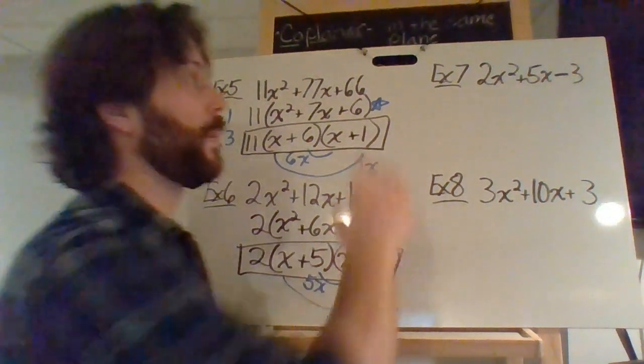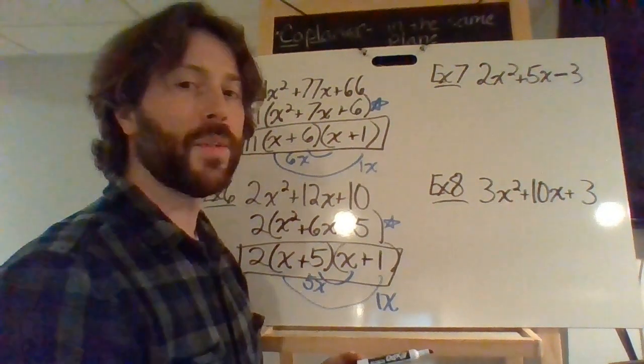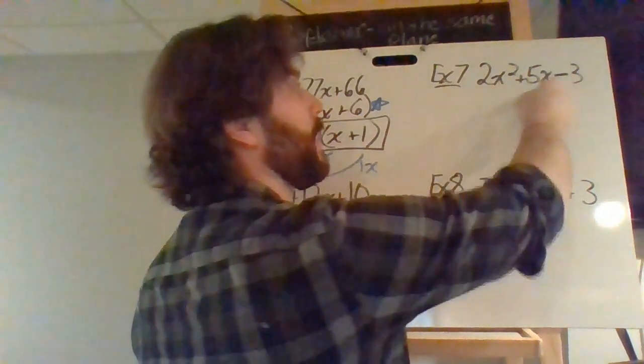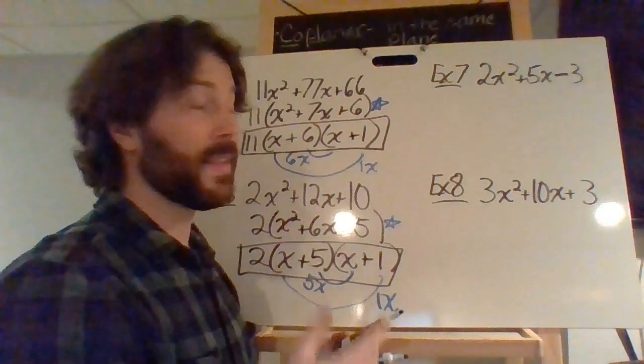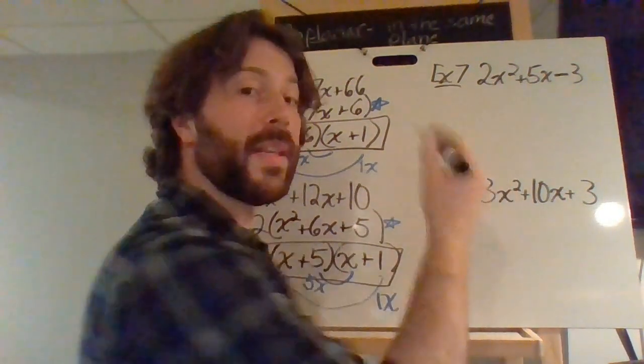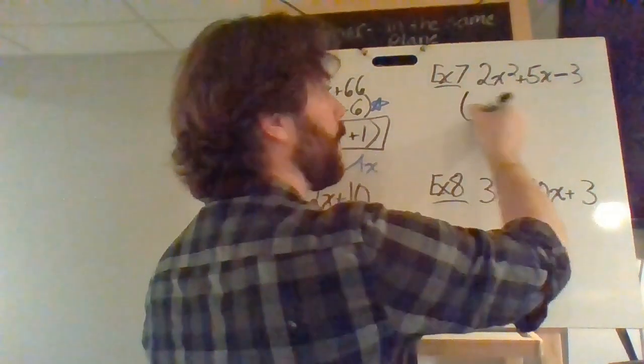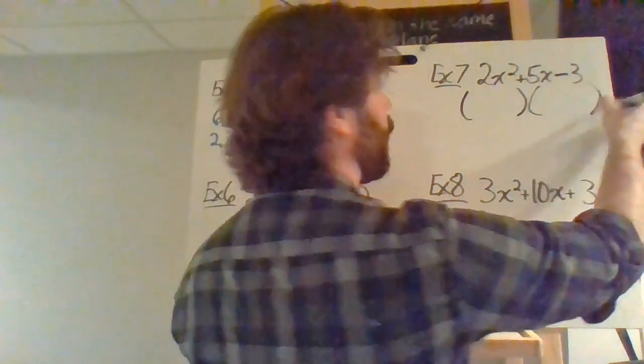Okay, now in the next couple, you might notice we can't take out a GCF. If I try to divide everything by 2, nothing divides by 2 except for that first term, which means I'm stuck with that 2. Well, this can still be factored. We'll start out with 2 sets of parentheses, same as always.